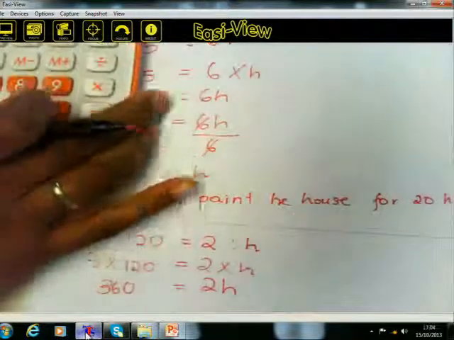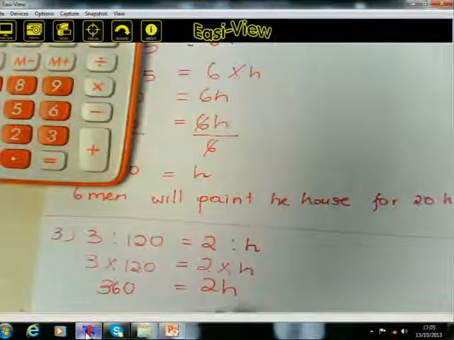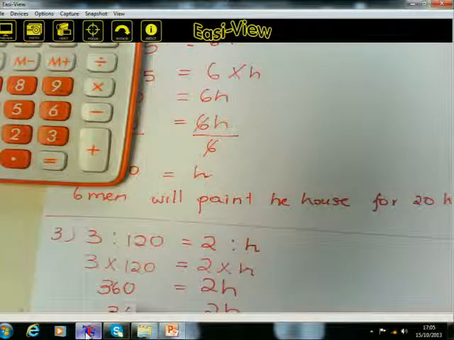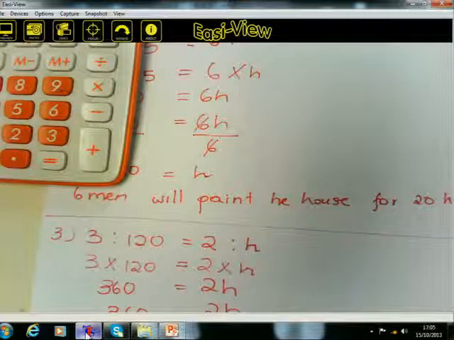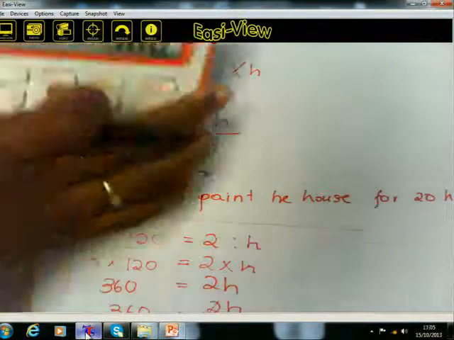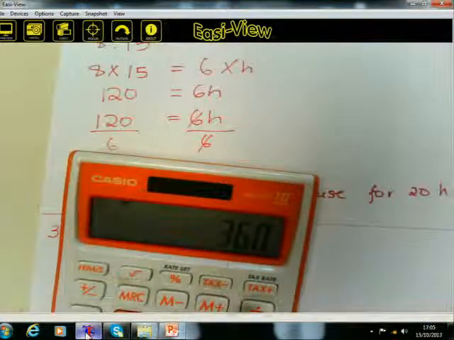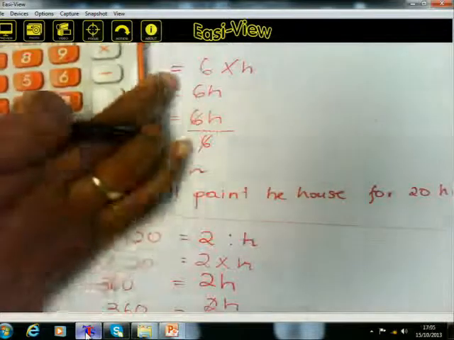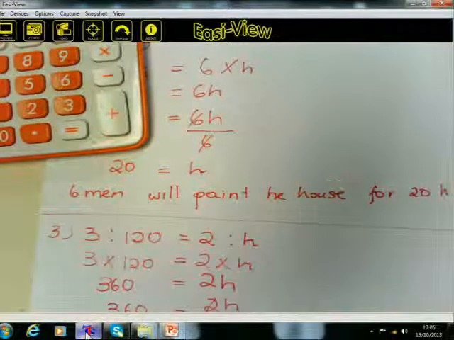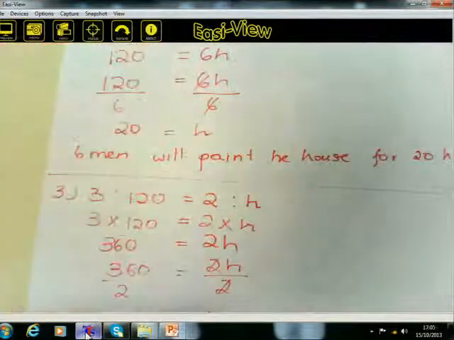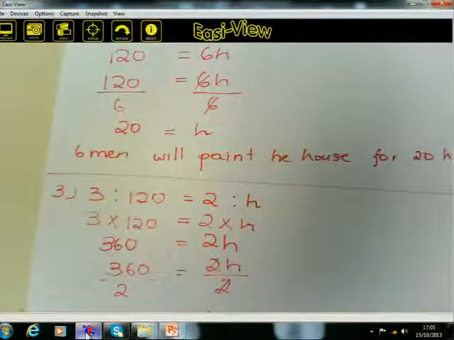So now we want to get rid of the h. We're going to say 2h divided by 2. On the side, 360 divided by 2, and then the 2 is going to cancel the 2, and then we'll be left with the h. And then 360, we divide it by 2, and it's going to give us 180 hours.